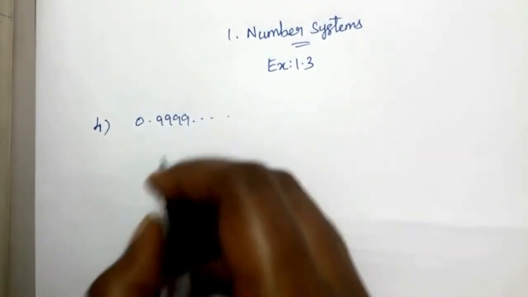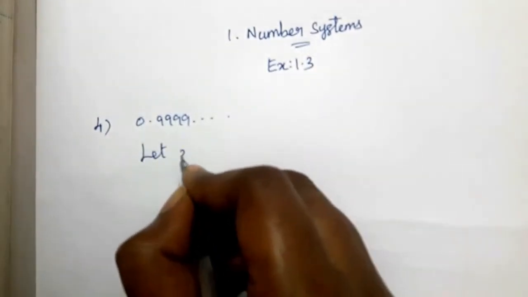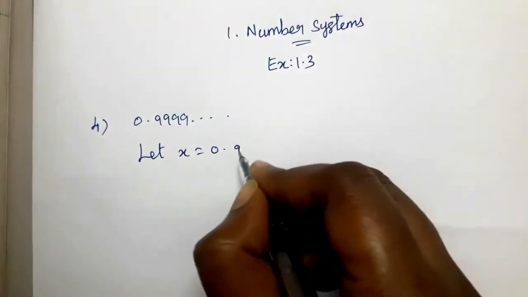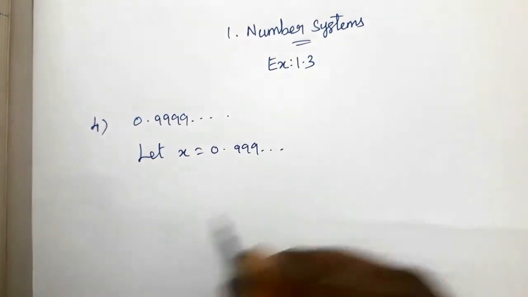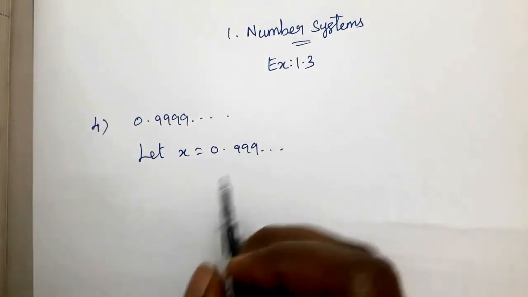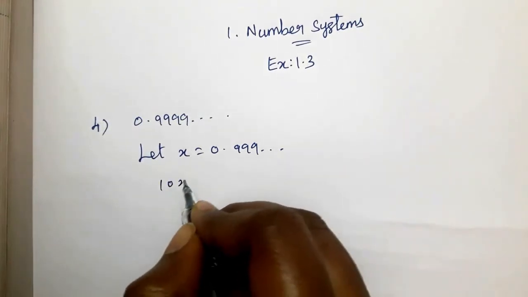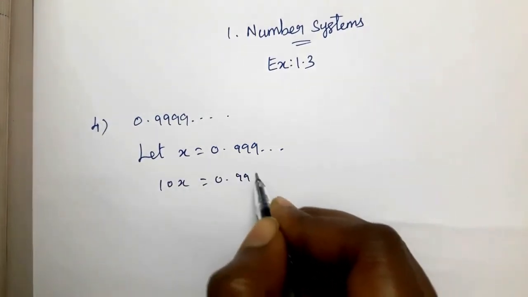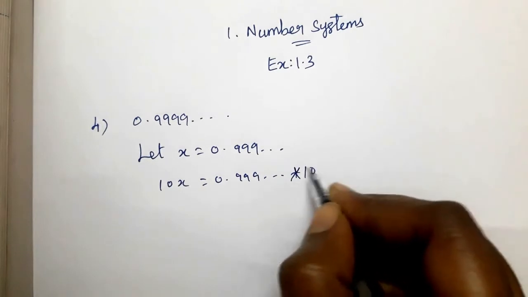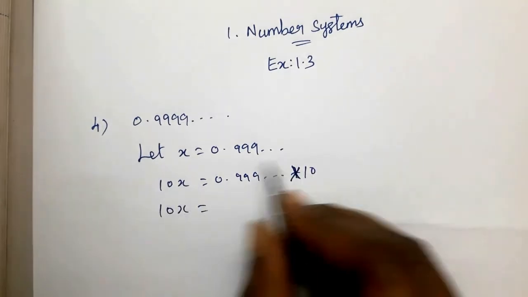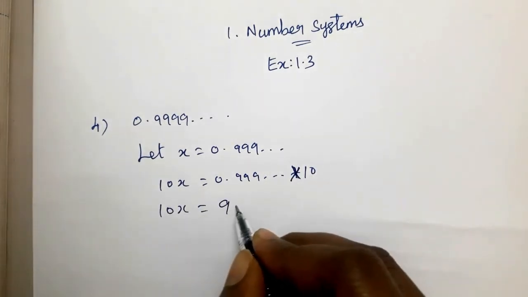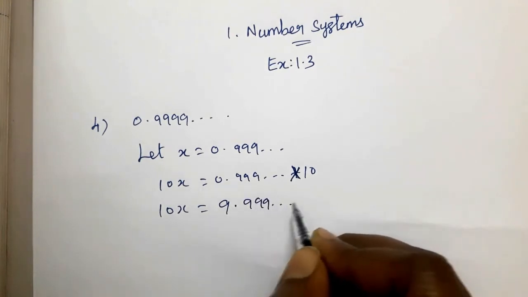0.999... etc. Let us consider x equal to 0.999... so on. Here one is repeating. So we have to multiply both sides by 10. So 10 into x is 10x, and 0.999... into 10 gives 10x equal to 9.999... so on.